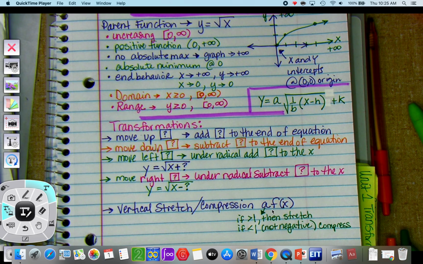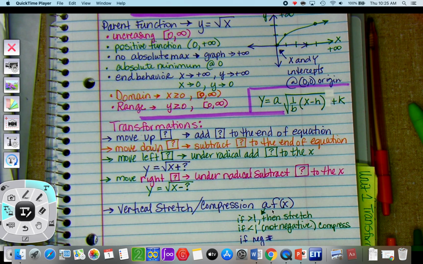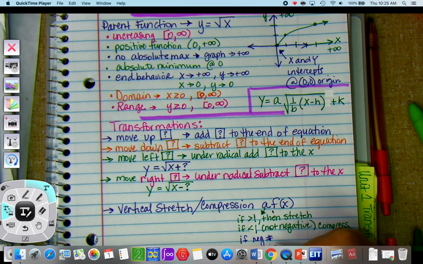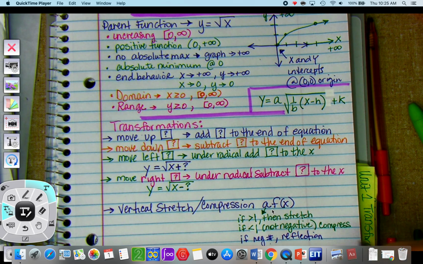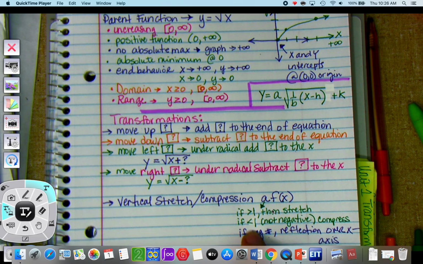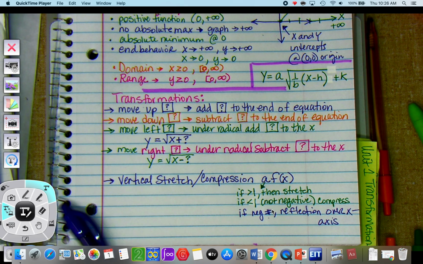And then, if a negative number is in front of your function, if you're multiplying everything in your function through by a negative number, then you're going to cause a reflection over the x axis. Alrighty, and there's going to be more rules on the assignment. So let's go ahead and take a look at some of these transformations and also the parent function in Desmos.